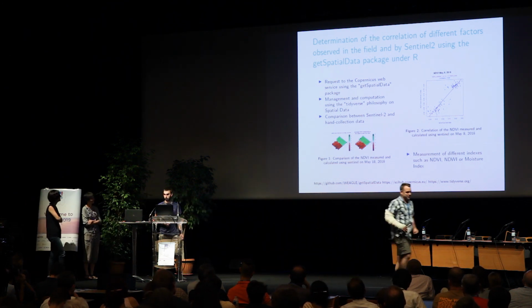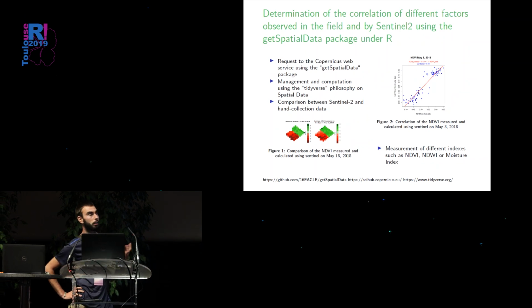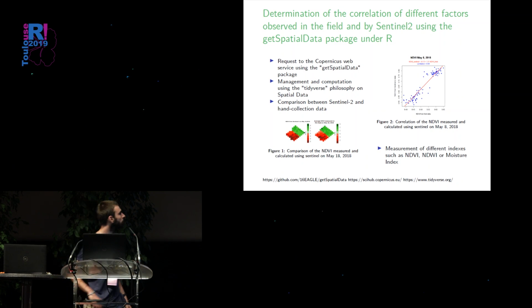Hi, we use getSpatialData to extract the data from Sentinel-2, and we try to find a correlation between the data of Sentinel-2 and the data of the field for two data like the NDVI and the moisture index from the satellite.